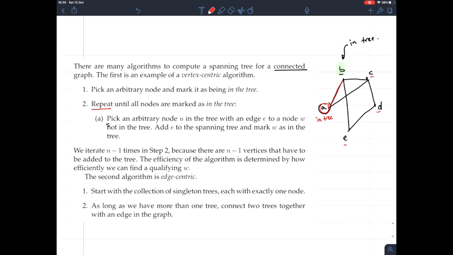Now we haven't marked C, D, and E as in the tree yet, so we need to repeat step 2. So we pick an arbitrary node in the tree. This time I'm going to pick A, and we want to pick an edge to a node that is not in the tree. So I'm going to pick this edge between A and C, and I'm going to mark C as in the tree. And we're still not done, but now I'm going to take B as my starting point, and take this edge here down to E, and I'm going to mark E as in the tree.